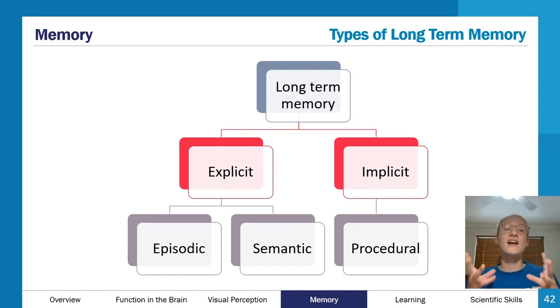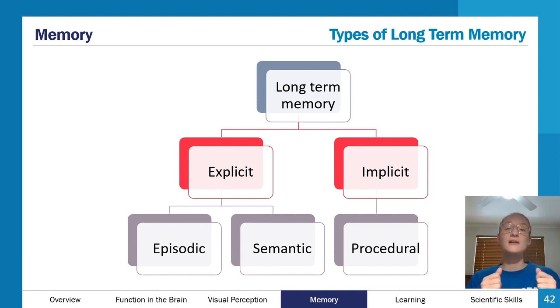So how I remember that is I think explicit, things you need to explicitly think about. And they're declarative memories. So things you need to declare, like again, facts, names, numbers, and there are two subtypes of explicit long-term memory. There's the episodic and semantic.